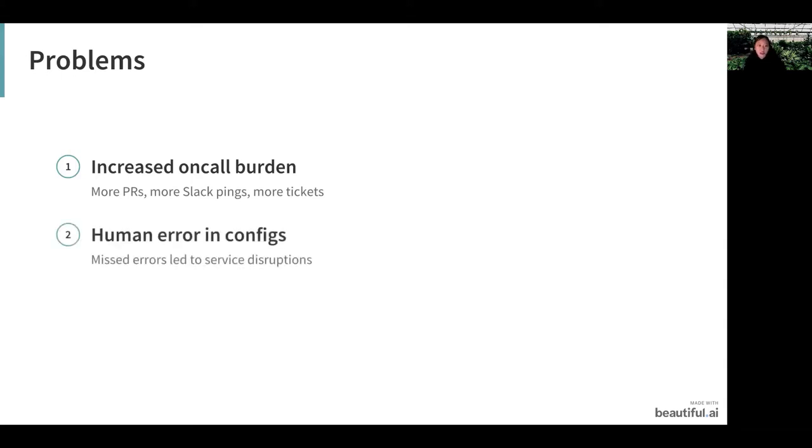Another issue is human error in configs. With such large YAML files, it isn't feasible to catch everything. For example, one common source of bugs is how Envoy does first order matching for its routes, which means that in a huge list of routes, it might be easy for a developer or reviewer to miss a route that captures all the traffic that is actually intended for a new route. These can lead to outages in your services.